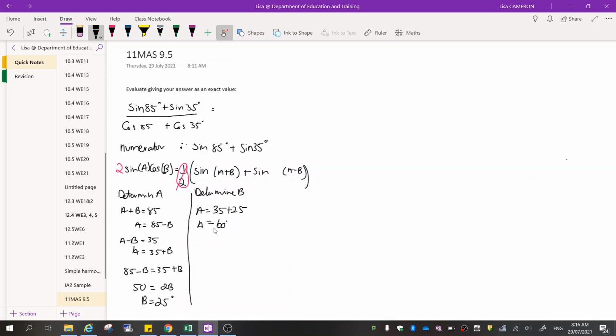Okay, so now that I've got that, I can show that my numerator is going to be equal to 2 lots of sine bracket A is 60. Now that's an exact value, we know that one. And the other one is cos 25 degrees. Okay, so next thing we're going to do is start looking at our denominator.